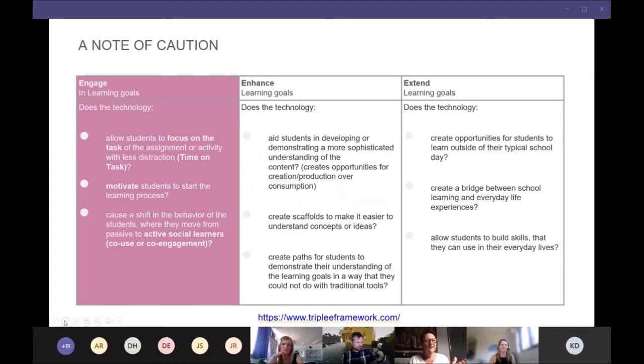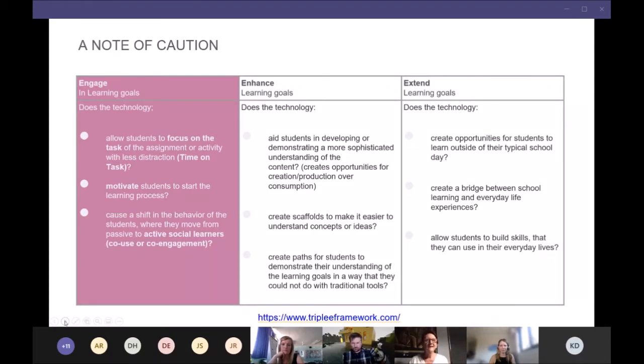So if you see here, you'll see engage is on the left, and I'm not going to read through that, but then we have enhance and extend. And one point about technology is it's very sexy, it's very fun, it's great to engage in. Lots of Minecraft is very fun, but we can't stop there. Engagement is the starting point and absolutely essential. We really must engage our students.